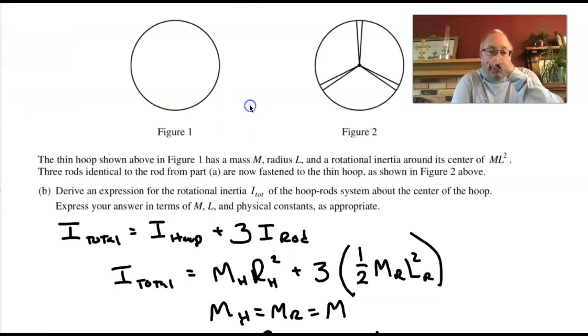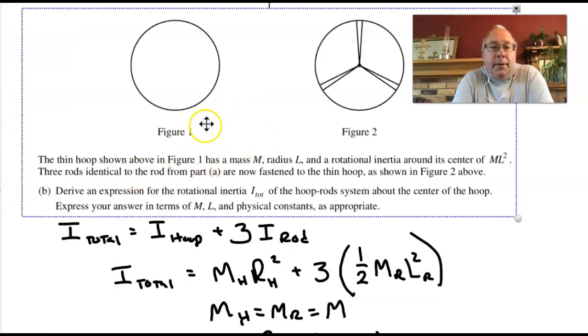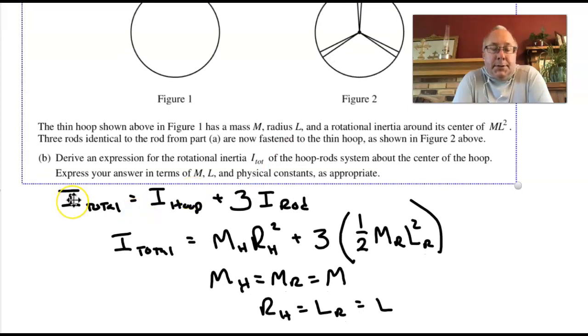Part B, now they want the total moment of inertia of the hoop and the 3 of those rods on the inside. So remember, that moment of inertia is just like mass. It's just summative. So we just need the moment of inertia of the hoop plus 3 of the rods. So for a hoop, remember it's the mass of the hoop times the radius of the hoop squared. And then 3 times, we just found the expression for the moment of inertia of a rod is 1/2 mass of the rod, length of the rod squared.